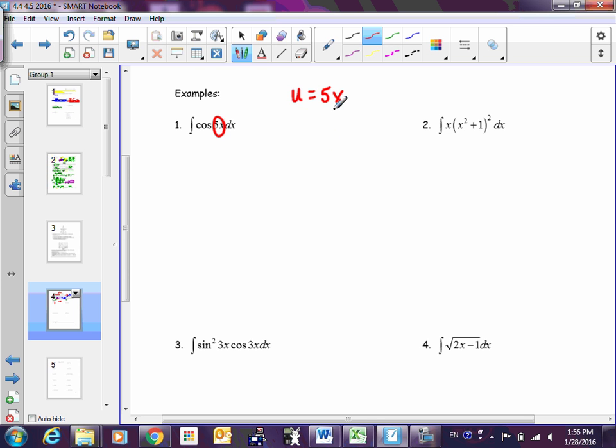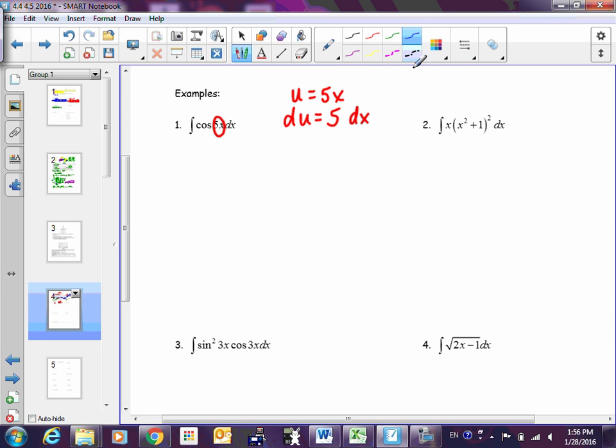All right, and then you're going to take the derivative of both of these. Because when I do my substitution, I've got to get rid of dx. And I'm going to say, okay, what's the derivative of u? It's du. What's the derivative of 5x? 5, and then dx. This is not natural yet, but it will be really soon.